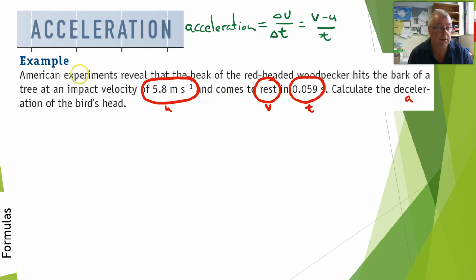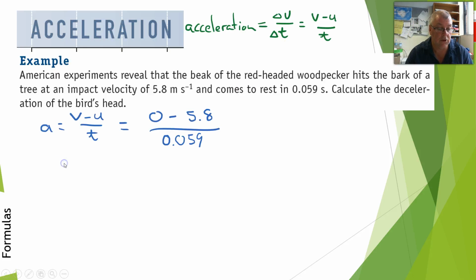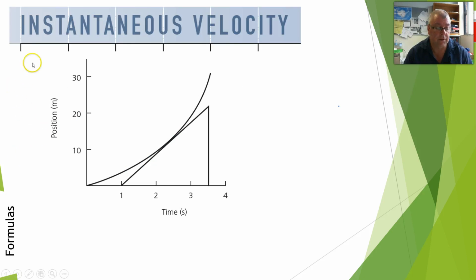All this other stuff is noise that makes the question interesting or not, depending on what sort of mood you're in, but it's just there to confuse you a little bit. So let's have a look. We're going to use this formula here. We put our numbers in and we do the maths, and we get 98.3 meters per second to the minus 2, which is approximately 10 G's, where 10 times the gravitational force that you experience. That's quite a deceleration.